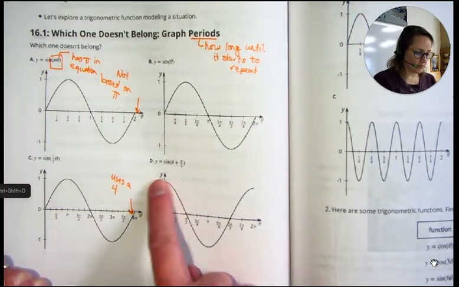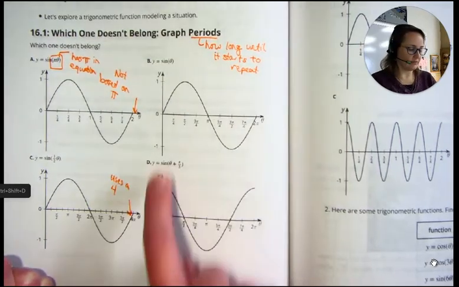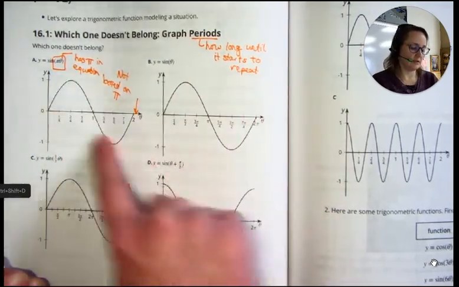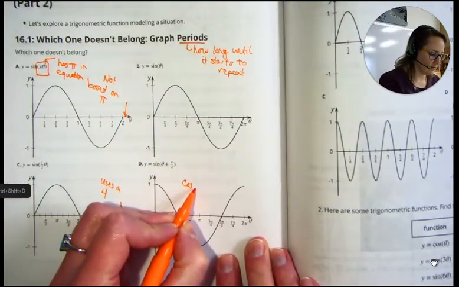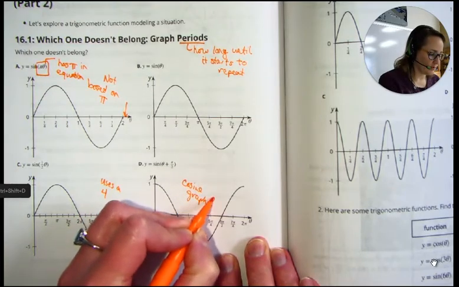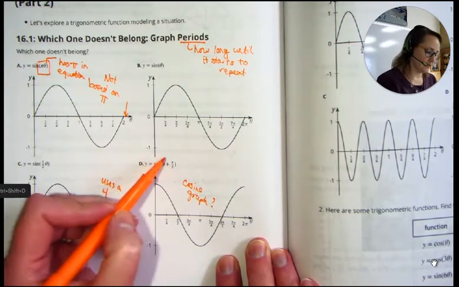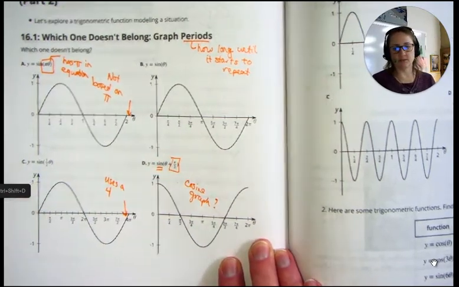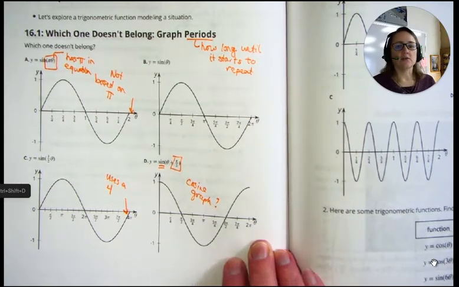I noticed that maybe this graph doesn't belong because it's the only one that's not looking like a sine graph. Remember, sine starts at the center. Everything else is a sine graph. This looks more like a cosine graph. I'm going to put a question mark next to that because my equation clearly shows me it's a sine. So this shifting over seems to have shifted it enough that it looks an awful lot like a cosine graph instead.